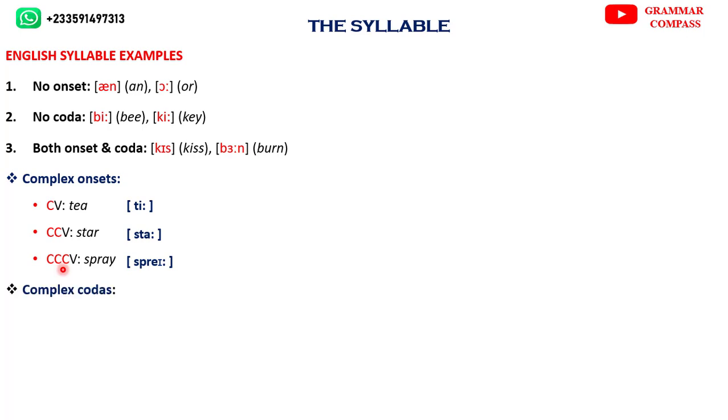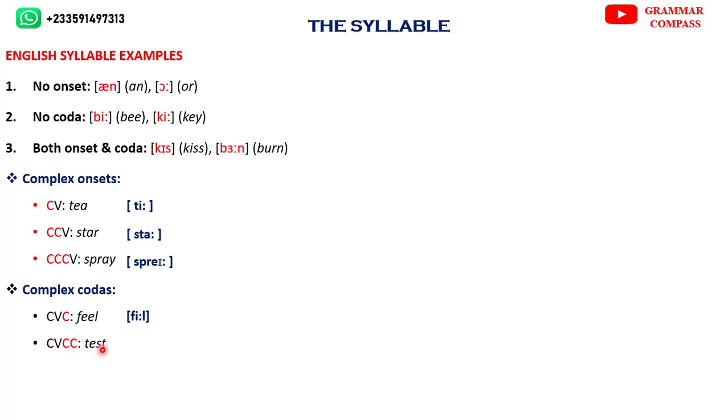Now let us talk about complex codas. We can have only one coda, only one consonant sound occurring after the nucleus. For example, feel. Here, which one is the coda? It is the l, the lateral sound, and it is only one consonant sound. So we have only one coda in this syllable.